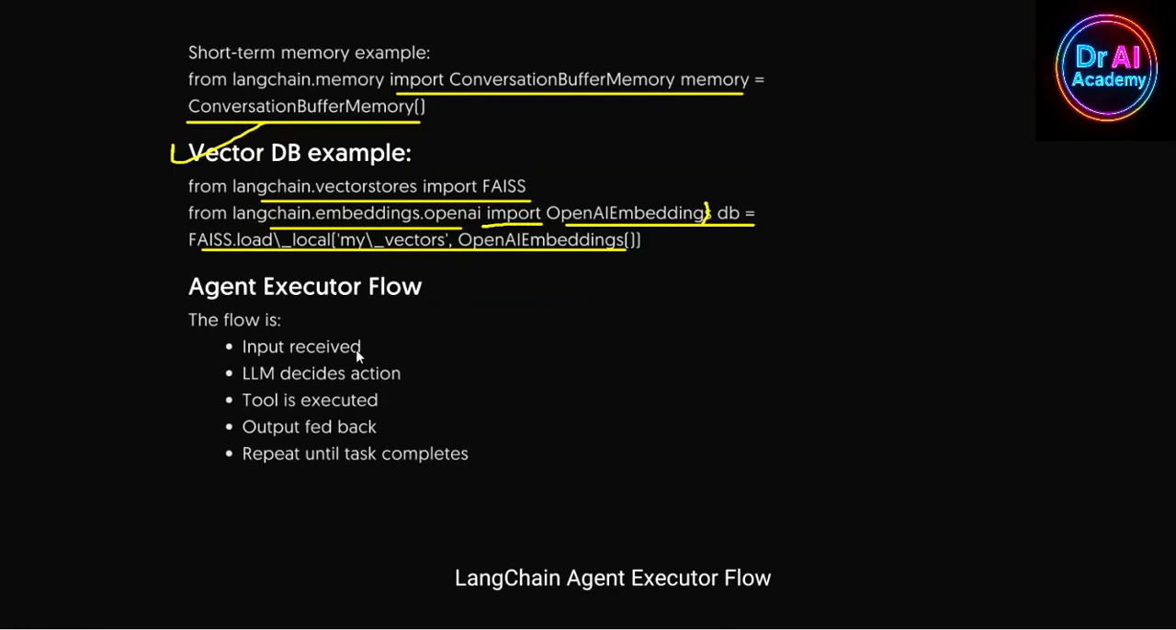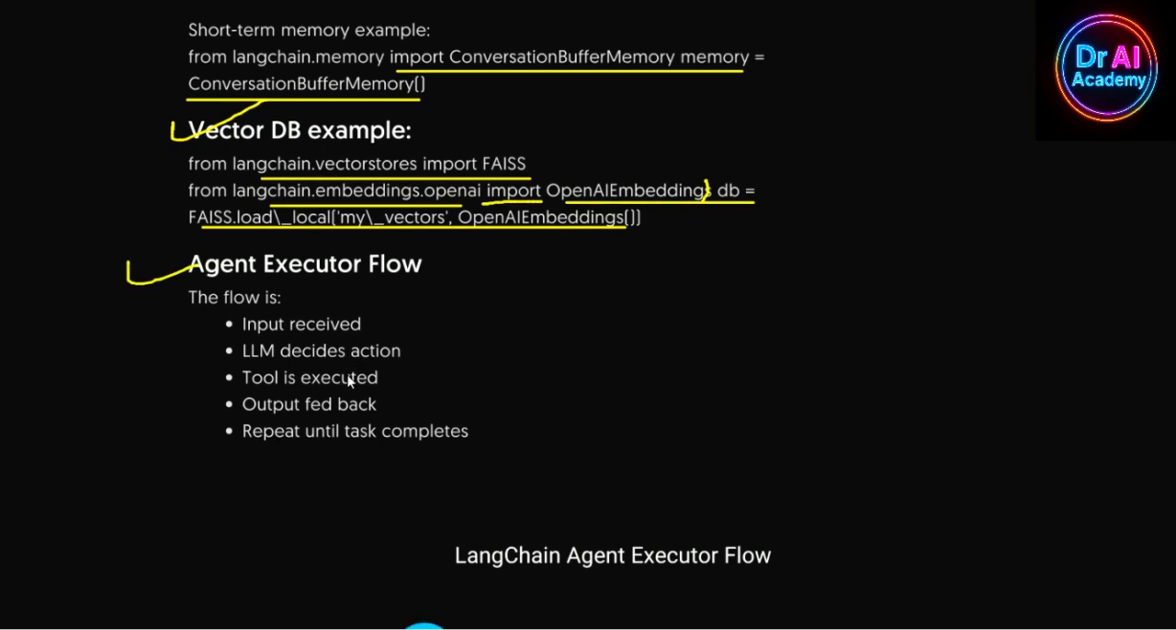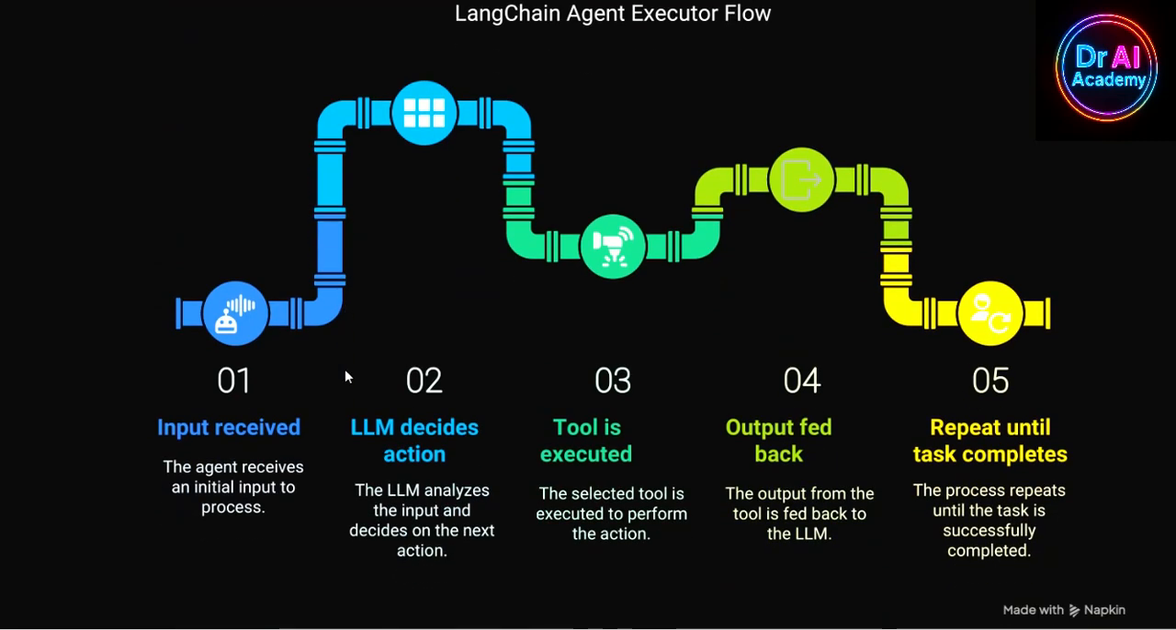Step 5. Understanding agent executor flow. Now let's understand how it all works behind the scenes. When you run an agent in LangChain, here's what happens. Input is received. The LLM is asked, what should I do? The LLM selects a tool and generates an action. The action is executed. The result is fed back to the LLM. This loop continues until the goal is achieved or time runs out.